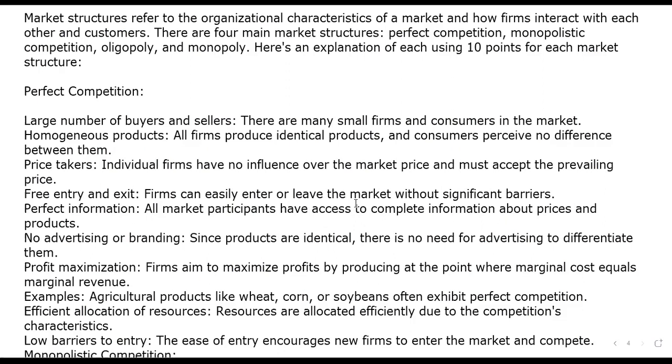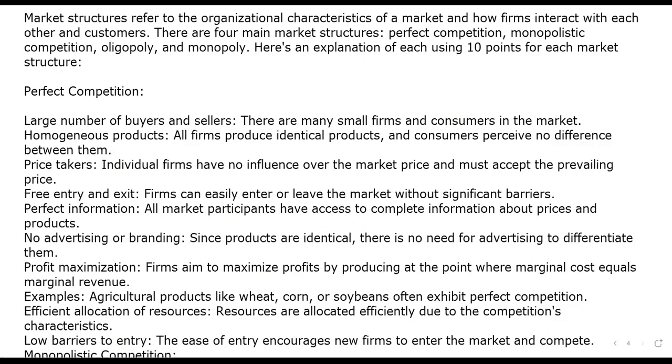Firms will aim to maximize their profits by producing at a point where the marginal cost is equal to marginal revenue. So examples of such markets are products like agricultural produce, wheat, beans, tomatoes, and there's efficient allocation of resources in this market structure. Okay, there's efficient allocation of resources in this market structure.